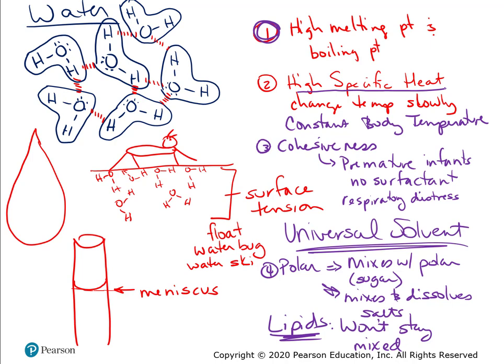That high specific heat is beneficial to us because it means that you can absorb and release a lot of heat energy, but your body temperature stays the same. Since we are made of so much water, our body temperature tends to stay the same, or it just changes slowly. So one thing you can think of is like a pool.